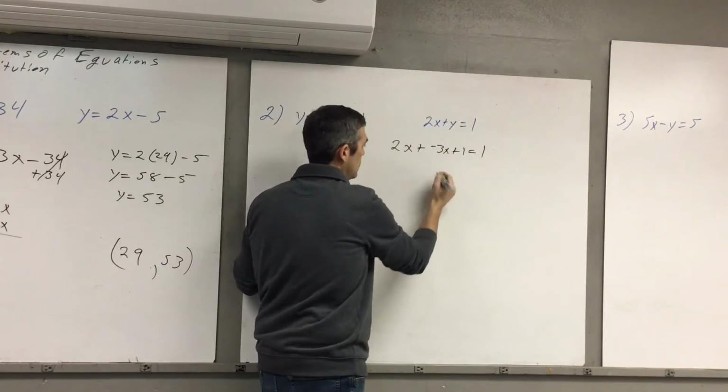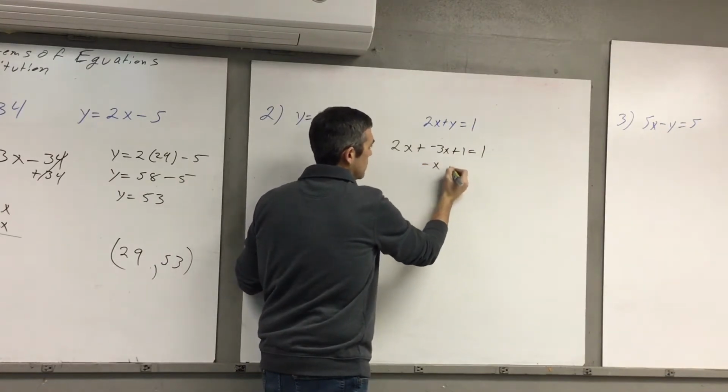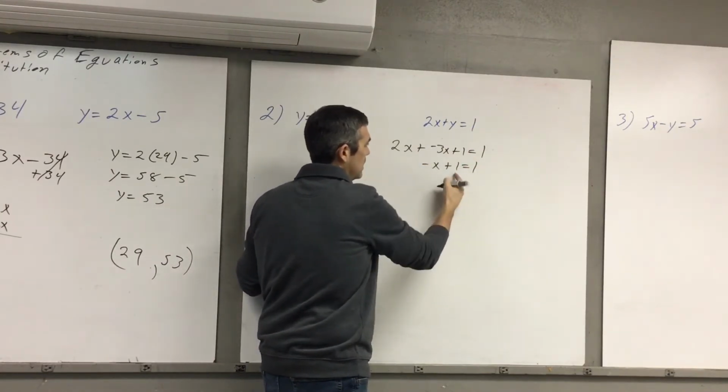Well, 2x plus negative 3x gets us negative x plus 1 equals 1. Now I'm going to move the 1 over.